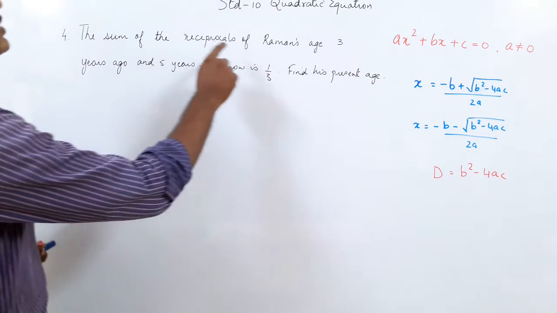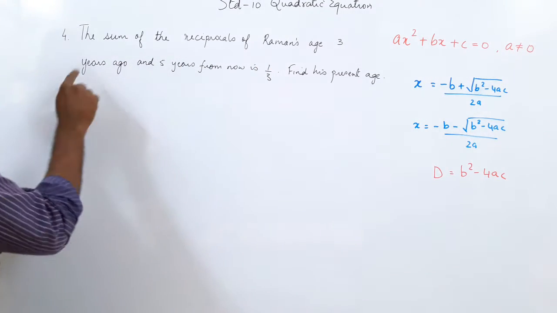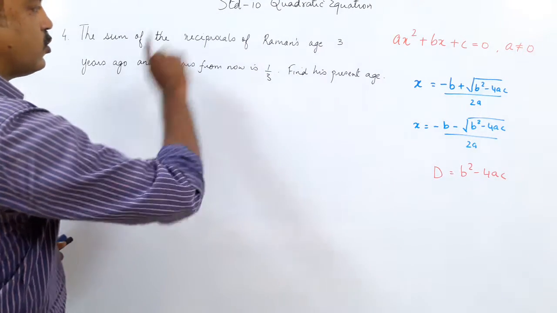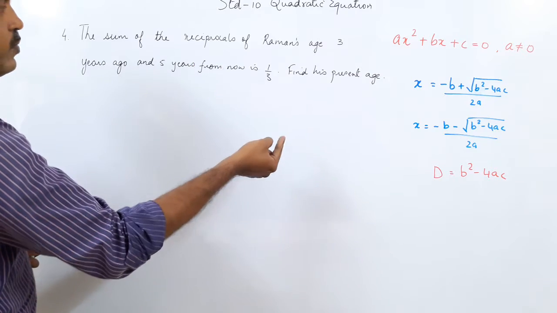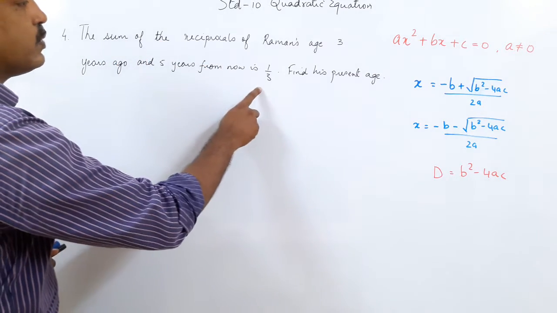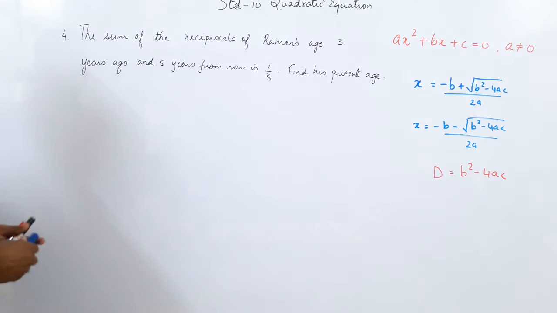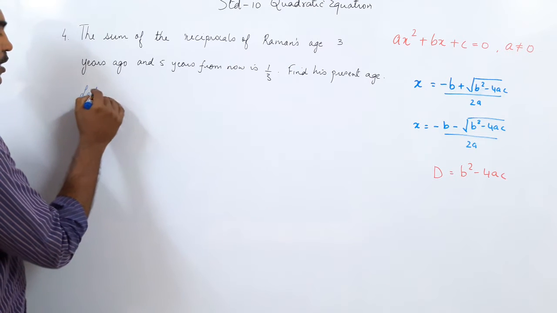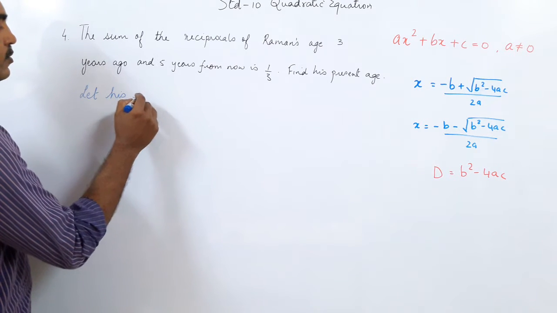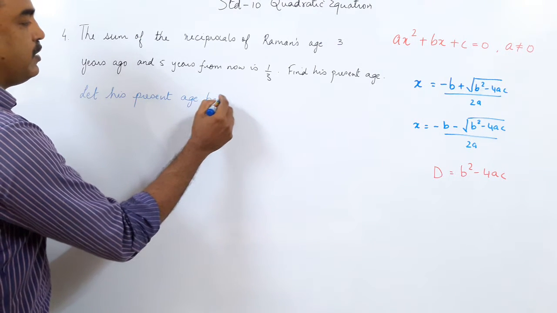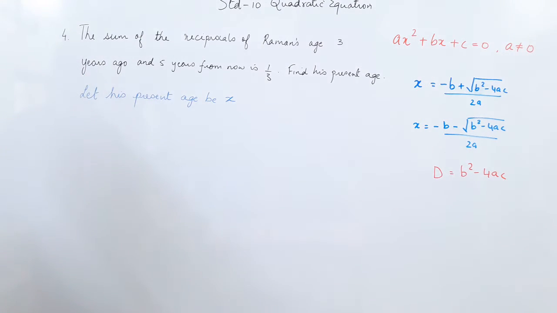The sum of the reciprocals of Raman's age 3 years ago and 5 years from now, meaning the age 3 years ago and the age 5 years from now, you have to take the reciprocals and then add them up. The sum is 1/3. Find his present age. So what do we do? We'll say let his present age be x.